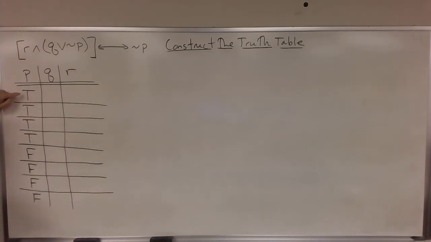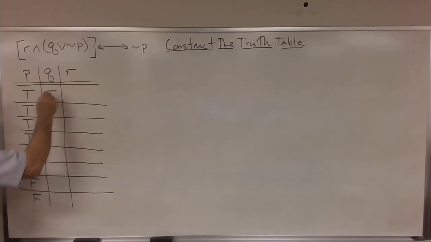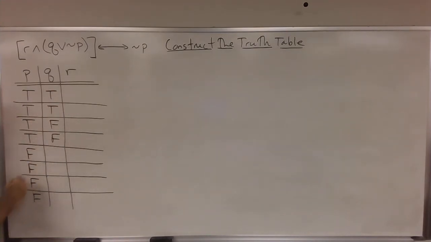Now, if P is true, Q can either be true or false. So we do 2 trues for Q, 2 falses for Q. If P is false, Q can either be true or false. So we do 2 trues, 2 falses.